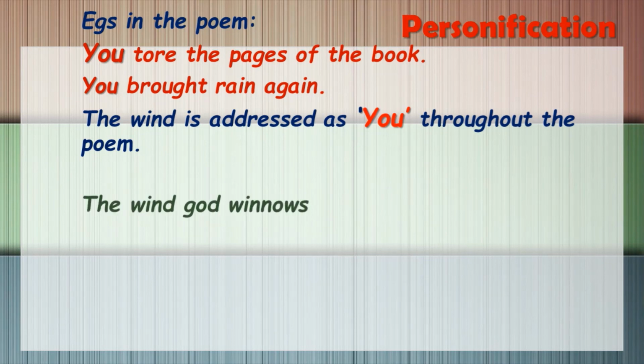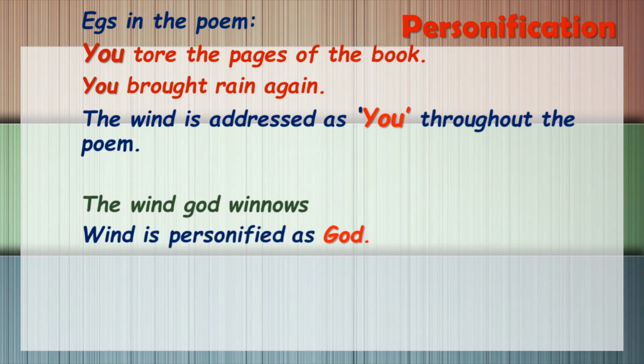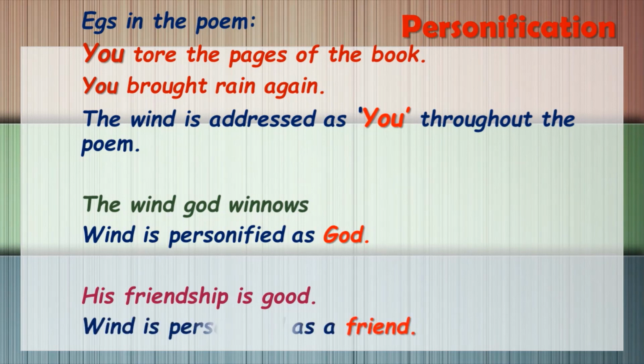The wind god winnows. Here, wind is personified as God. His friendship is good. In this line, wind is personified as a friend. So personification is that figure of speech where a non-living thing or an abstract idea is given a human quality. It is treated as if it is a human.